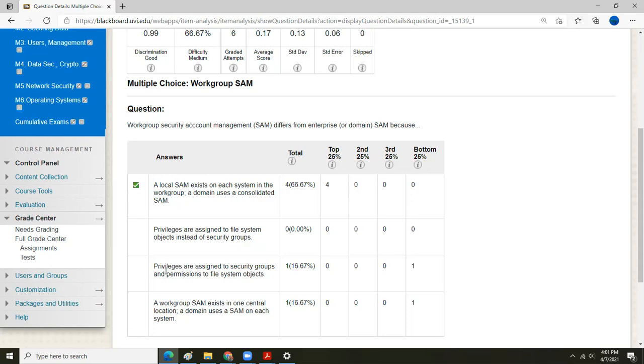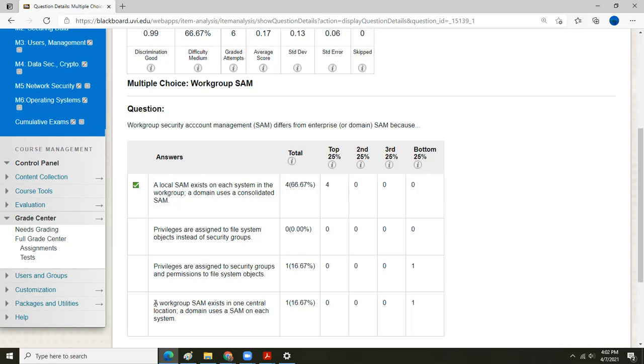And why isn't this a correct answer? This is stated verbatim as true in your study guide. It just has nothing to do with what's different between enterprise and workgroup. This has to do with file system permissions and privileges, but it has nothing to do with the accounts and where they're stored. So even though this answer is correct, it doesn't have anything to do with the differences between workgroup SAM and enterprise SAM. Does that make sense?